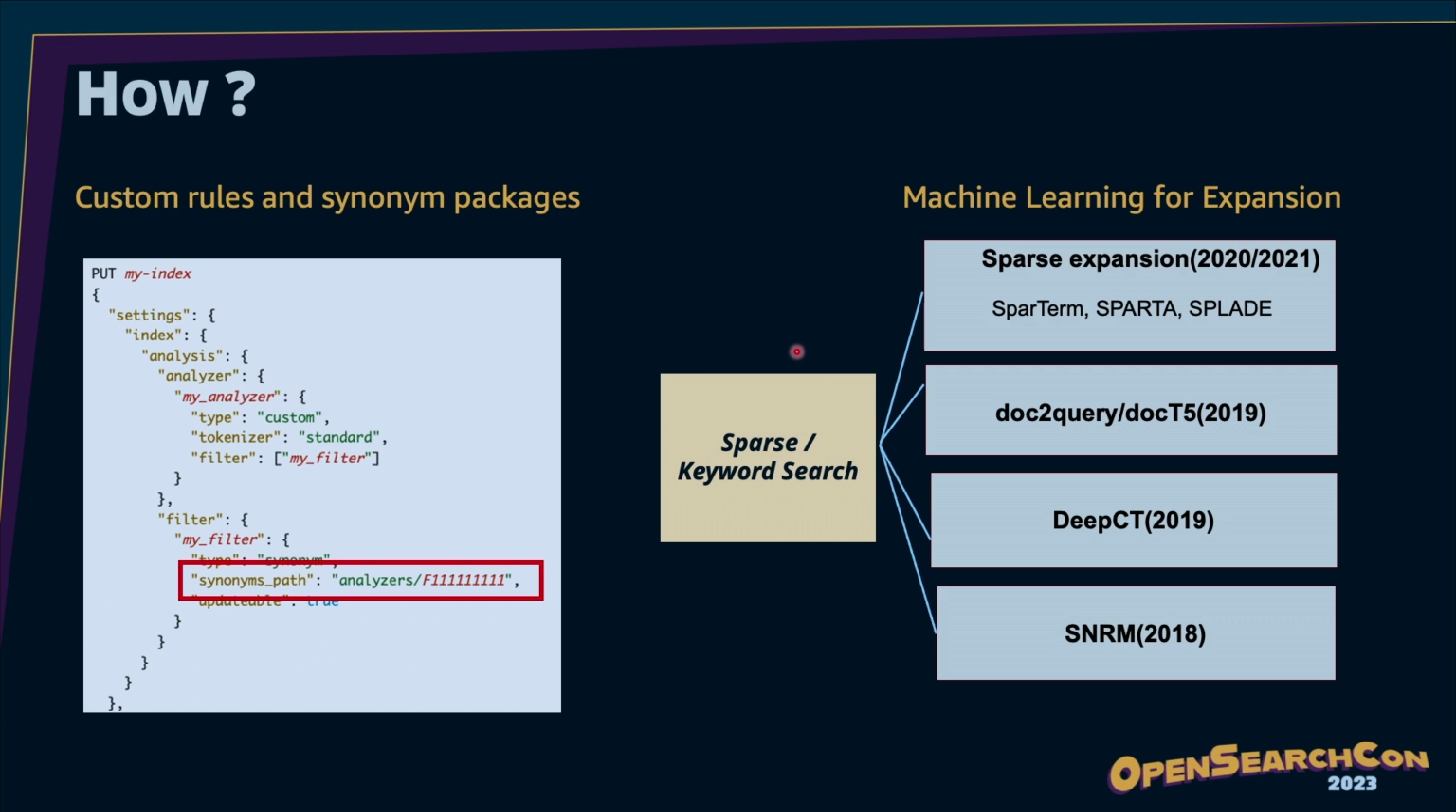So what's the next way? Like, how about using machine learning for expansion? So basically, this is an area which has some research work till now, and the most popular models that do expansion of your text documents and queries are, number one, sparse expansion using SPLADE. Number two is doc to query. We will cover how these models work, but generally these are the popular ones that have been working better in terms of expanding your documents and queries.